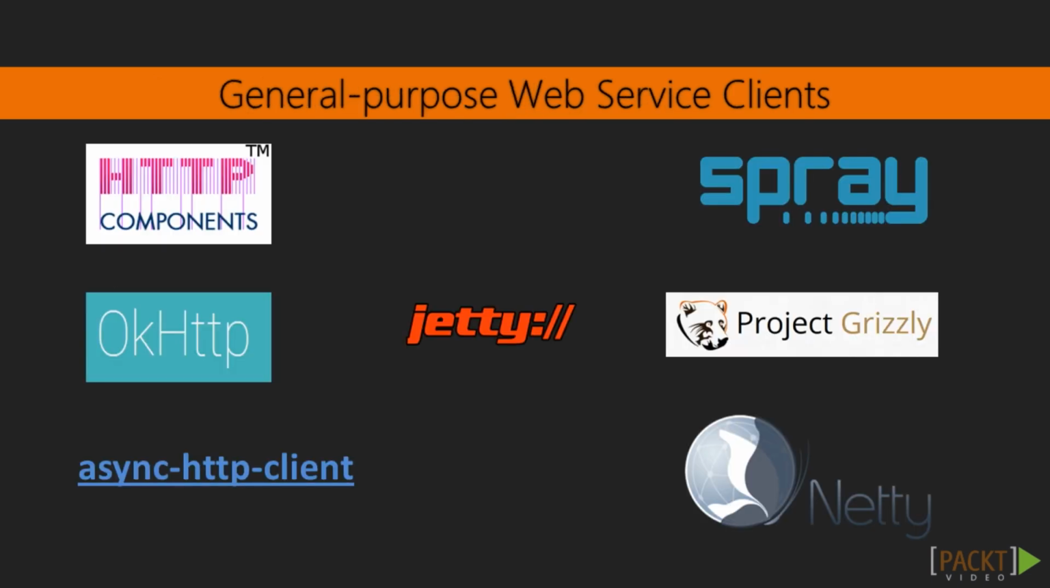With respect to creating web service clients, there are plenty of excellent libraries developed by the community, ranging from Apache HTTP components, Jetty client, Project Grizzly client to Async HTTP client, Netty client, and OK HTTP. Many of them are built on foundations of asynchronous and non-blocking models and are excellent choices in most use cases. Spray Client is a lesser-known option and is not as widely used as others. However, it is a natural choice for the applications built on top of Spray Framework.